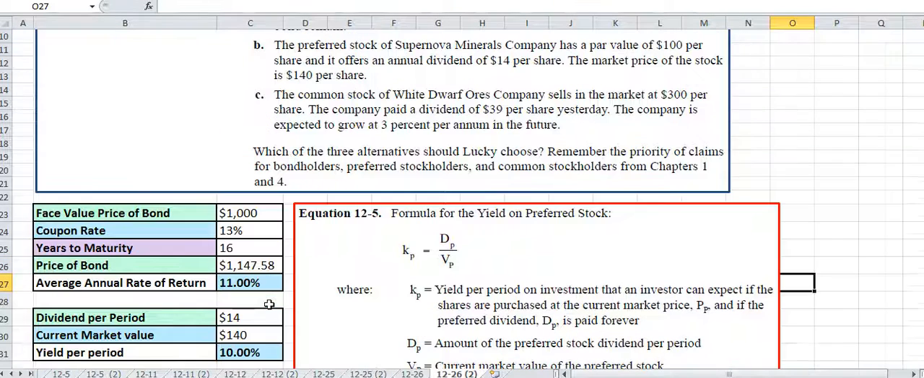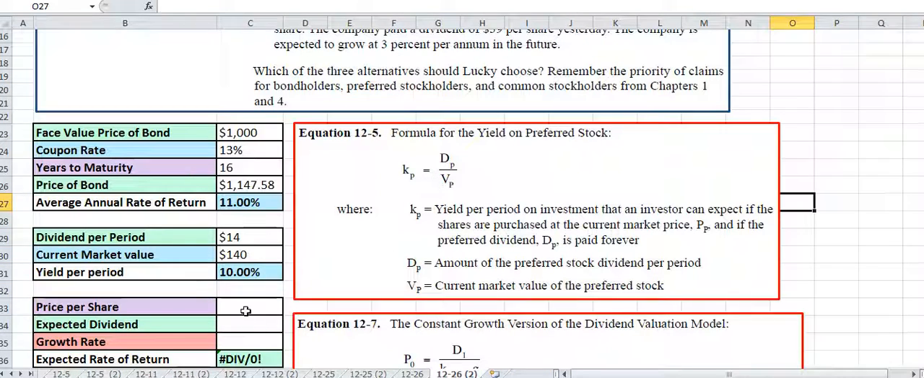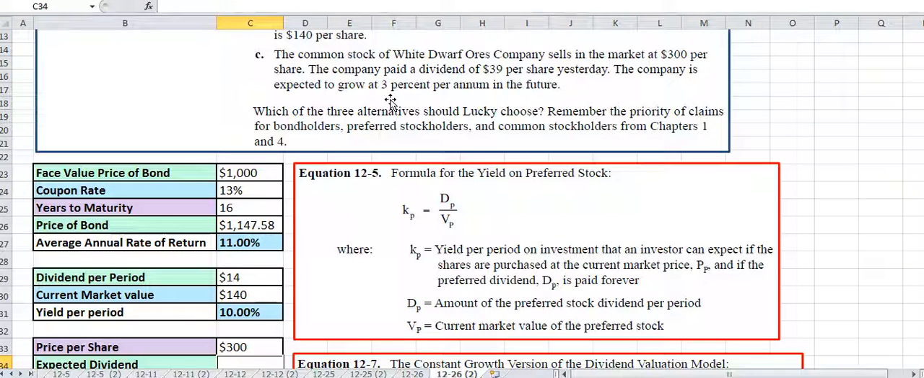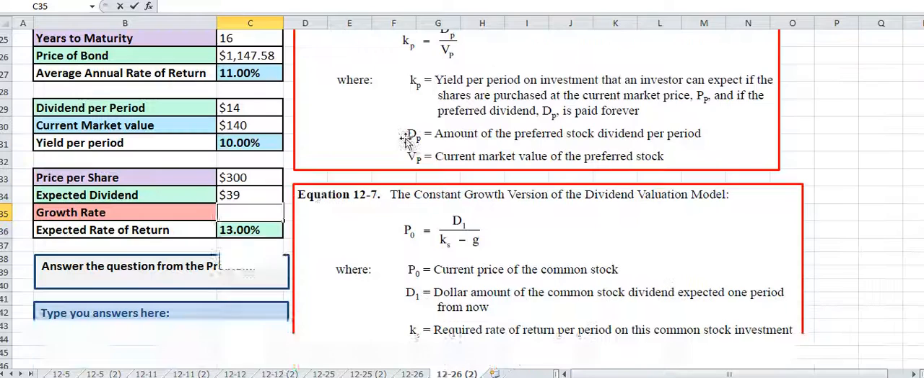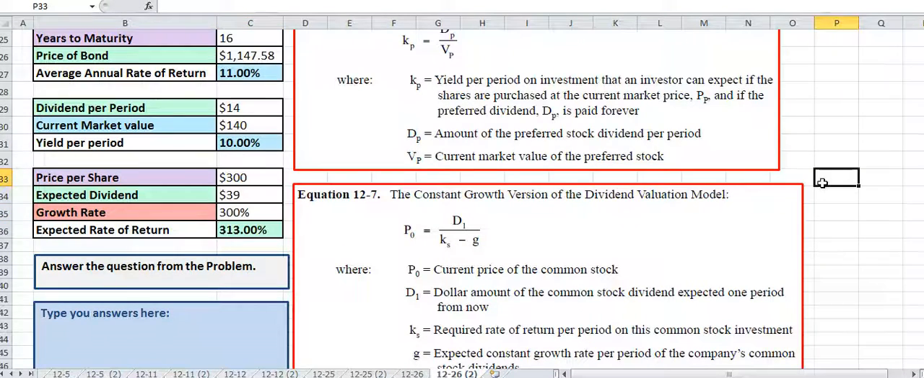Now, common stock, we have a market price per share of 300. Put that right there. It costs more per share. And an expected dividend of 39. So we'll put that right there. And then the growth rate is going to be 3%. Okay, so put that right there. Well, for some reason it's going to be stubborn. There we go. Okay, 16%.